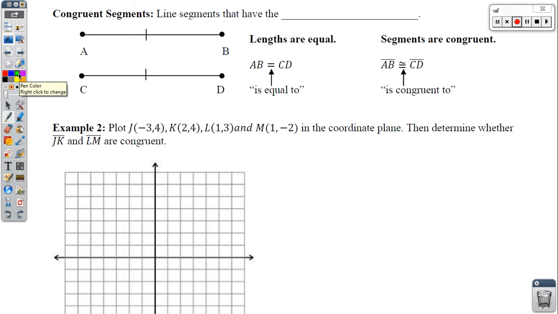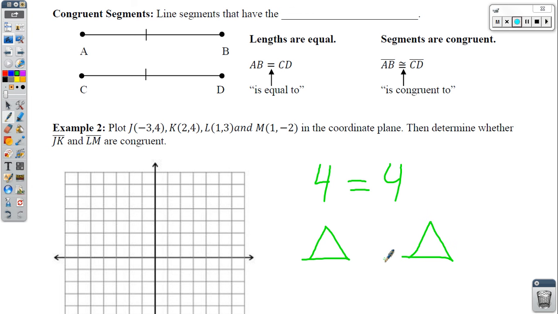When we have segments that have the same length, we can say that they are congruent to each other. So congruent is the word that we use for the same in geometry. If you think about numbers, say the number 4, we could say that that's equal to the number 4. But if we have two triangles that are the same, we don't say that those triangles are equal. We have a different word for that. In geometry, it's called congruent. And we use an equal sign that has a little squiggly above it. So congruence is just basically equals, but for shapes.